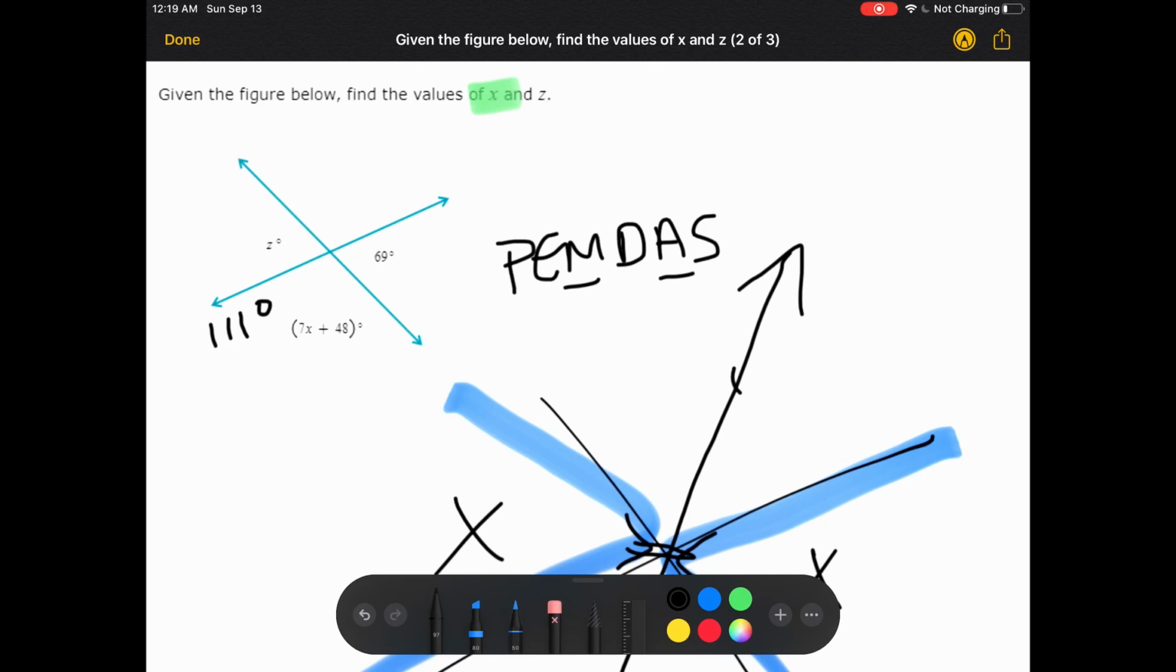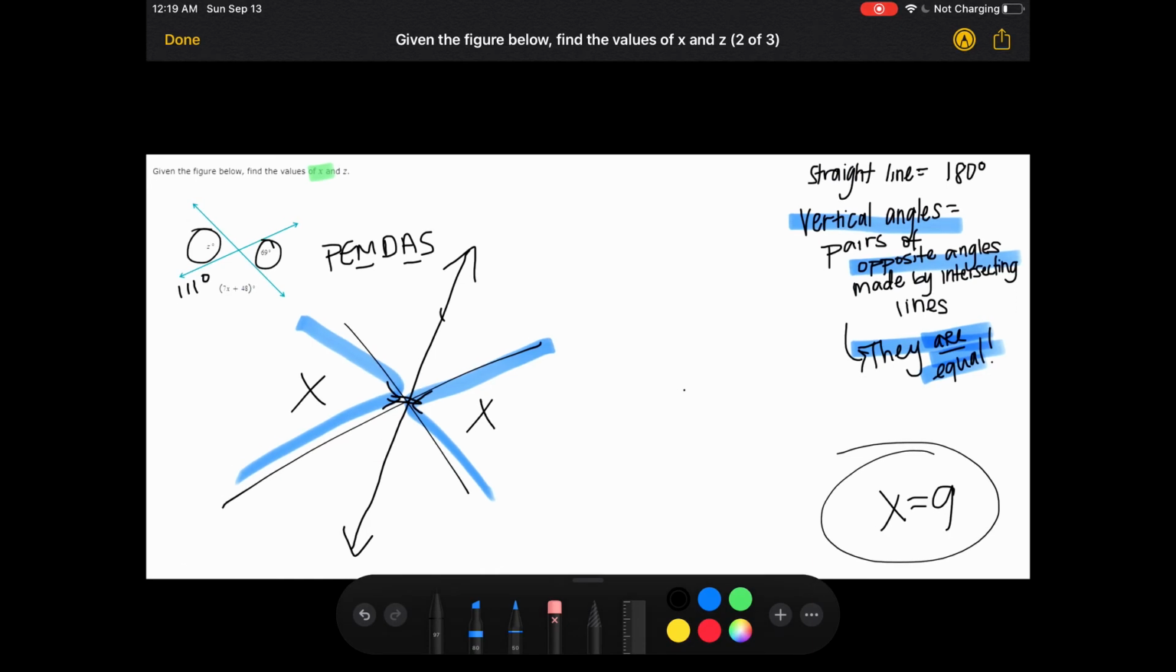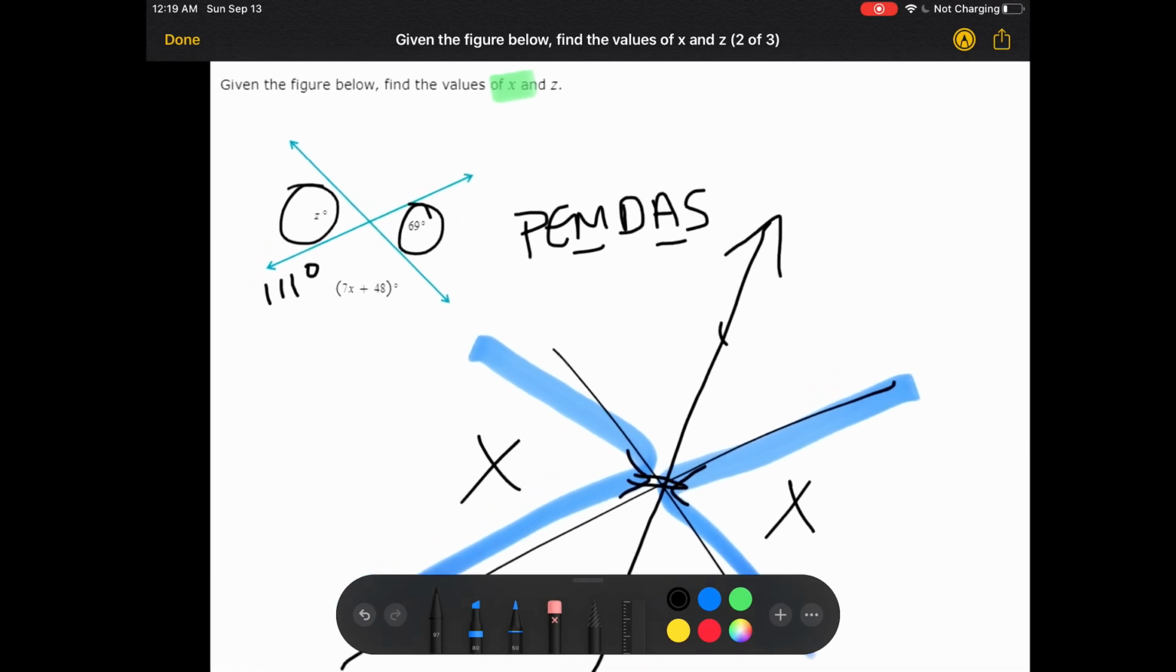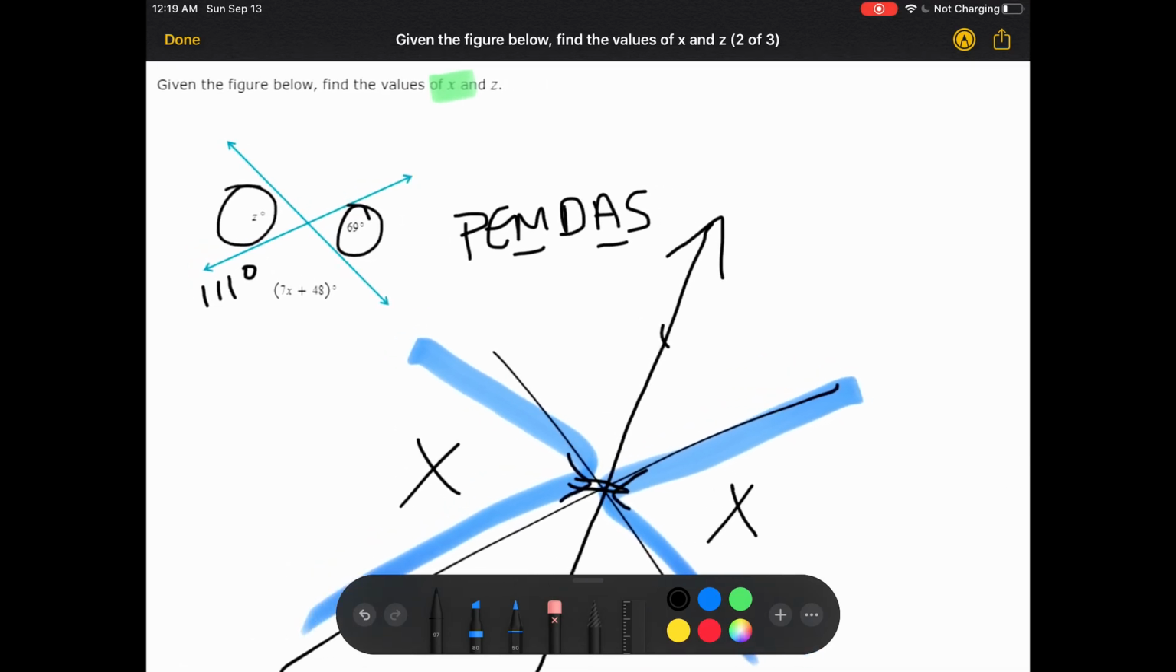Okay, so if I'm looking at this line right here, they intersect. I can draw a line through the middle, and they touch right there, intersecting lines. Here I have 2 sets of intersecting lines, right? So that fits the description. And then in the middle, I draw another line through it, and one side is 69. So this is also going to equal 69. Okay? So z equals 69.